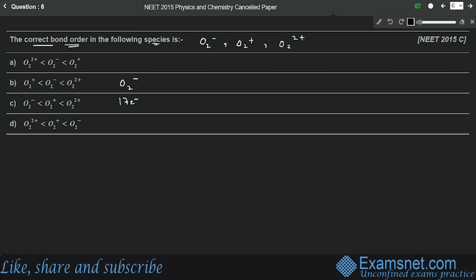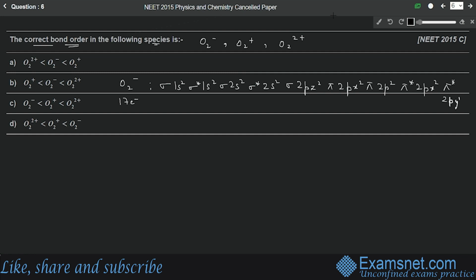Now let's see the electronic configuration. It is sigma 1s2, sigma star 1s2, then sigma 2s2, then sigma star 2s2, then sigma 2pz2, then pi 2px2, pi 2py2, then pi star 2px2, and then pi star 2py1, because we have 17 electrons.